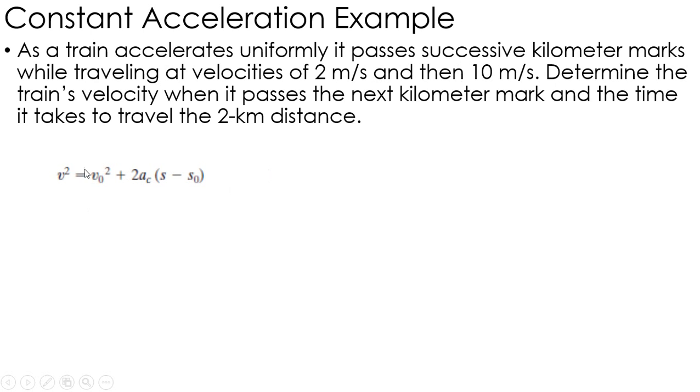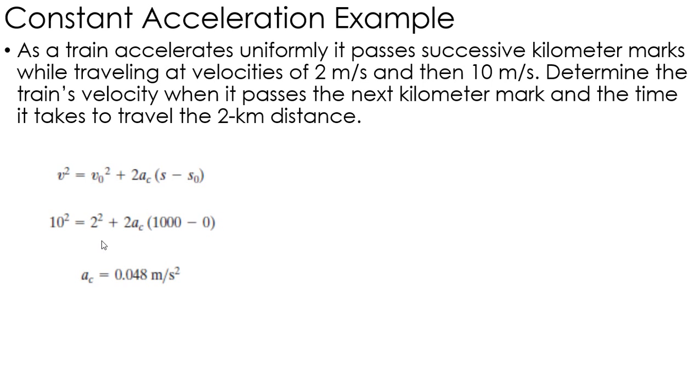So using that, plugging in the final velocity and the initial velocity, as well as 1 kilometer or 1,000 meters apart, I can find that constant acceleration that's occurring between the 2 kilometer marks. So taking this, solving it for the acceleration, I get 0.048 meters per second squared.